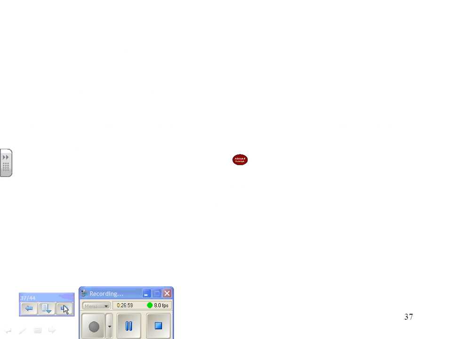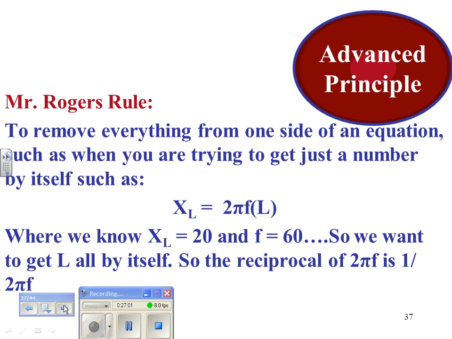But what happens when it's not that simple? Mr. Rogers' rule comes into play. To remove everything from one side of an equation, such as when you are trying to get just a variable like L by itself. Now this is actually a formula from the second semester. X sub L, inductive reactance, is equal to 2 pi f times L, the inductance in Henrys.